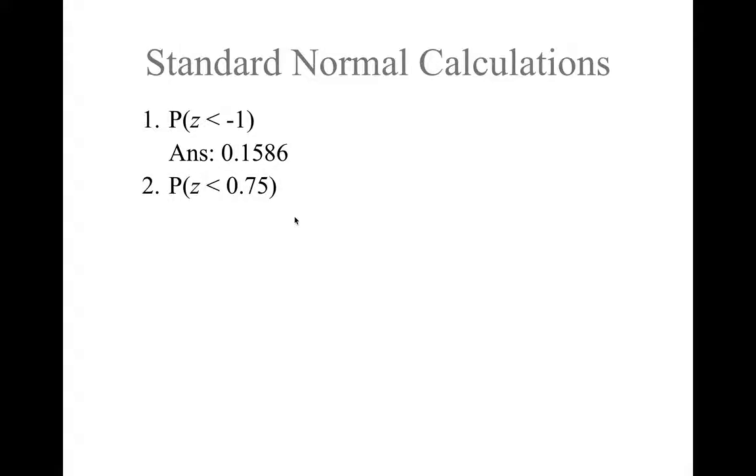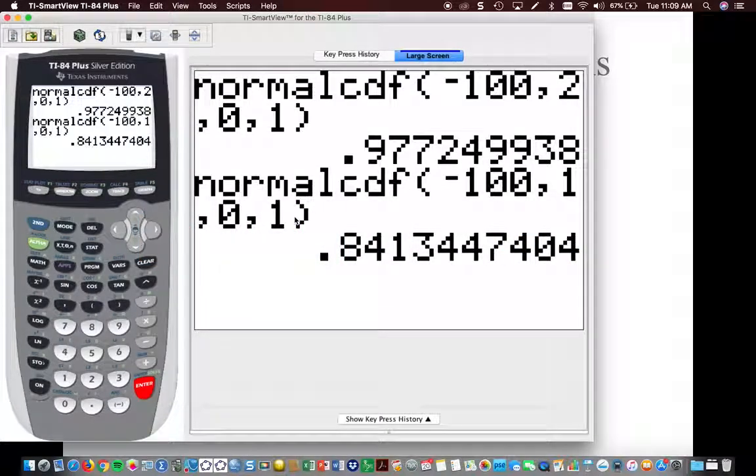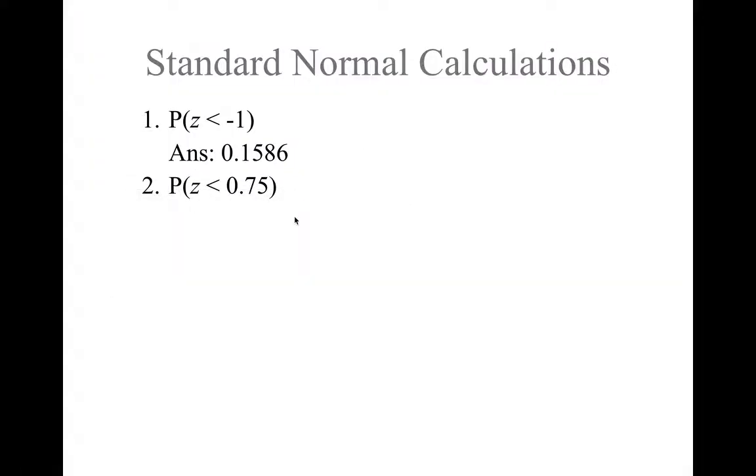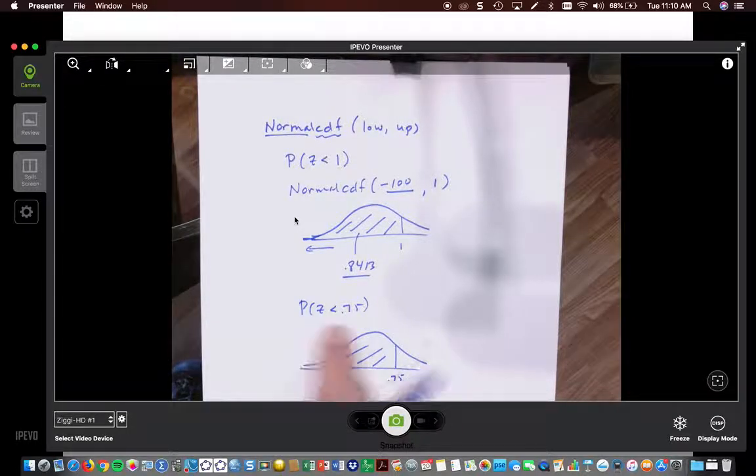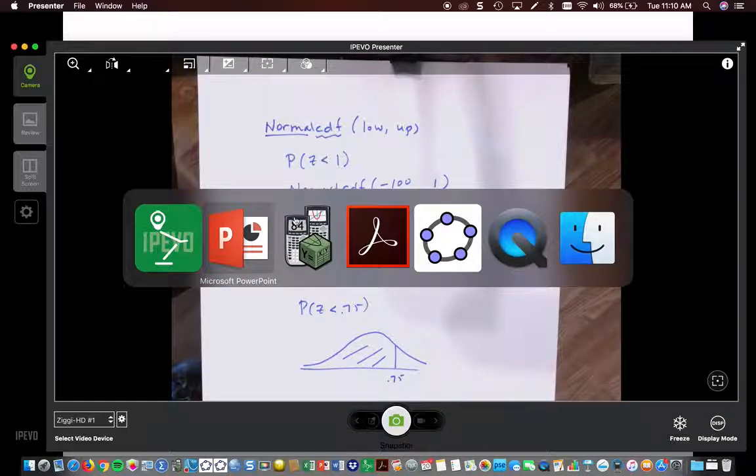All right, how about less than 0.75? To find the probability that z is less than 0.75, let me write this down first. The probability of getting a z-score that's less than 0.75. I think it's good practice for you guys to draw the normal curve, label 0.75, and we're looking for the area to the left. So z is less than 0.75, area to the left. And we want to calculate this using the calculator.